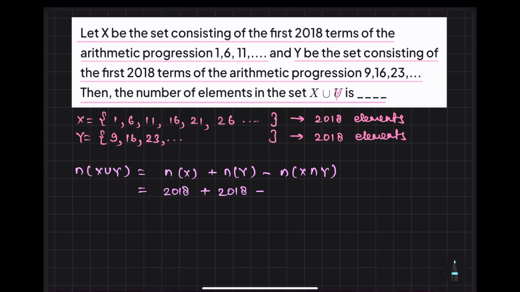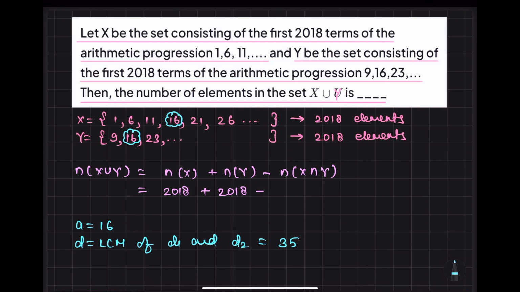So the first common term is 16. In the common series, the first element is 16. And the common difference D should be the LCM of D1 and D2. D1 is 5 and D2 is 7, so the LCM will become 35.